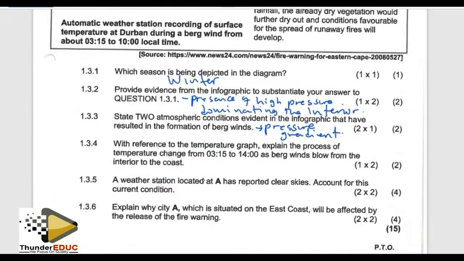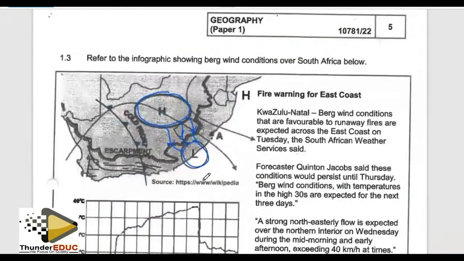Secondly, we can as well talk about the high pressure cell over the interior. As you can see here, this is our high pressure cell, which is the Kalahari high. So you can as well just say the Kalahari high pressure.